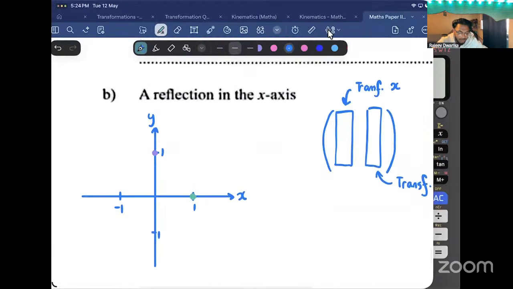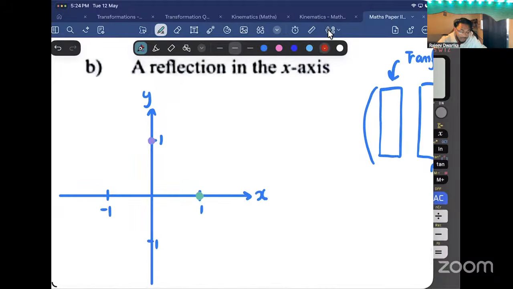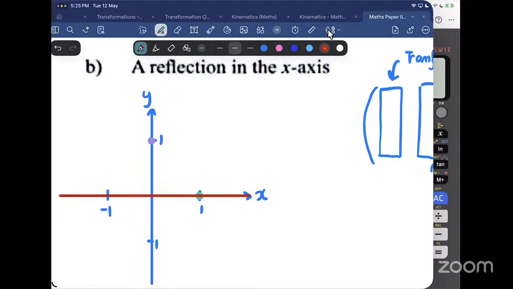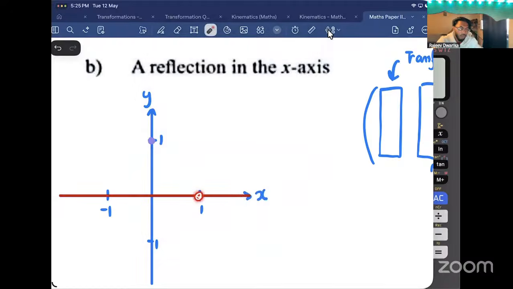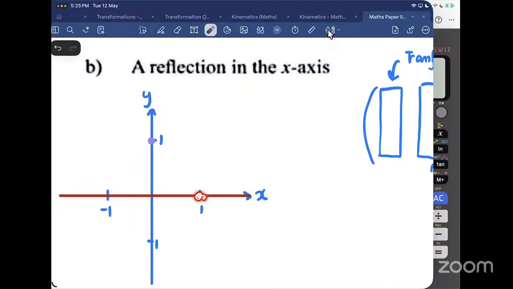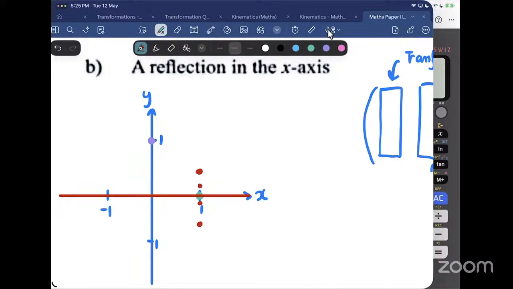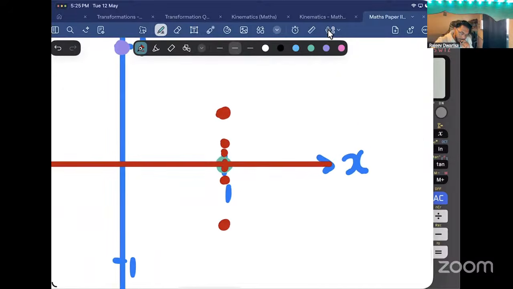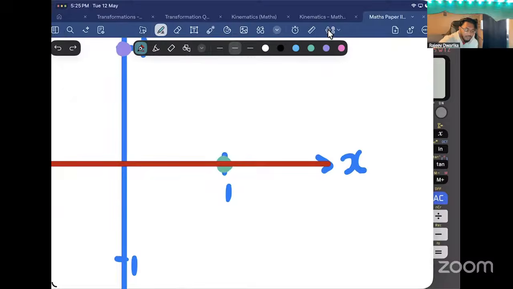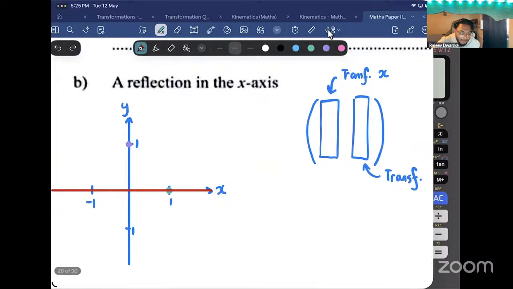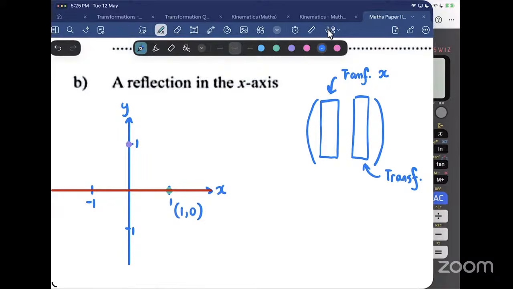Now, we want to figure out a reflection in the x-axis. Since 1, 0 is already on the x-axis, will it be reflected? If I had something over here and I reflect it, it would be over there; the closer it gets to the axis, the smaller the change. So if it's already on the x-axis, will it be reflected? No. So will the 1, 0 change? No. So I'm just going to write 1, 0.